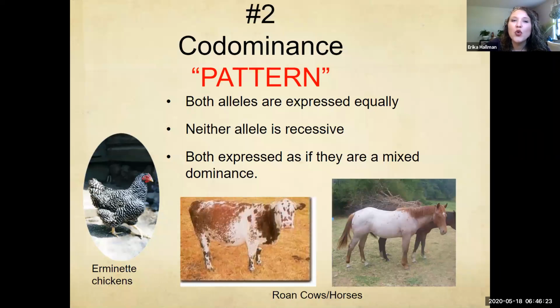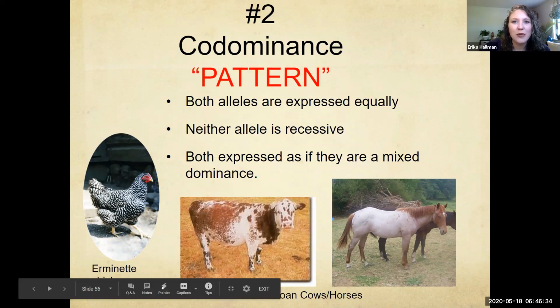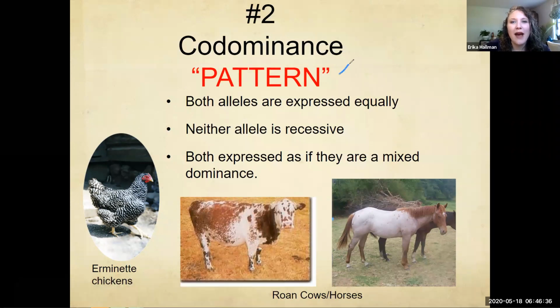So that moves us to number 2. Our second type of non-Mendelian genetics is going to be called codominance. Now the term I want you to always think of, the term that if we were in class you would be allowed to scream at me, is the word pattern. Okay, pattern. Now let's break down this word codominance to give you a little hint.